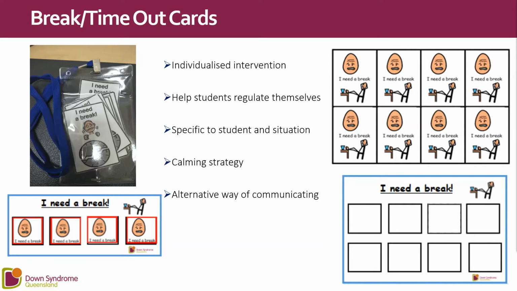So the break cards would be beneficial when they're used correctly because they're an individualised intervention. They help students regulate themselves. They're specific to students and situations. They can be used as a calming strategy and they offer an alternative way of communicating.